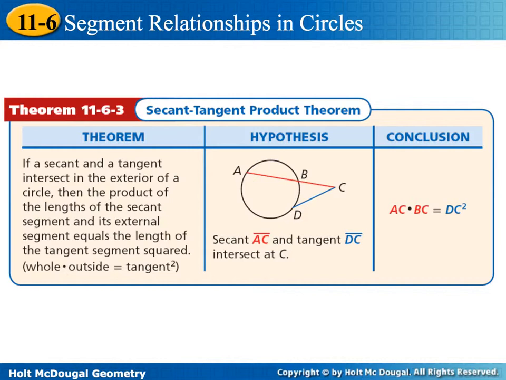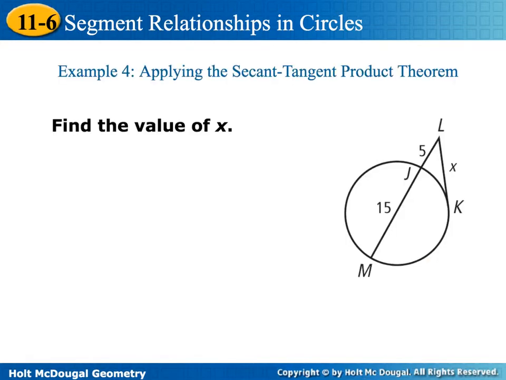This is the one that I think we're going to be fine remembering the last one, but the secant tangent product theorem, this is the one that people are either going to forget to square this, or they're not going to multiply by the whole thing, they're just going to multiply by this and this. You need to multiply the whole thing times the outside, equal it to the other tangent squared, or the tangent squared. All right, so real quick example.